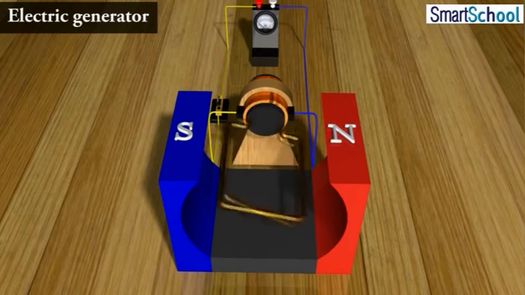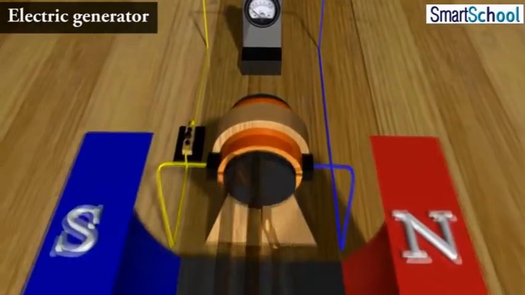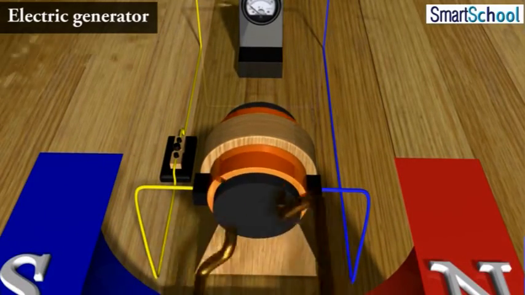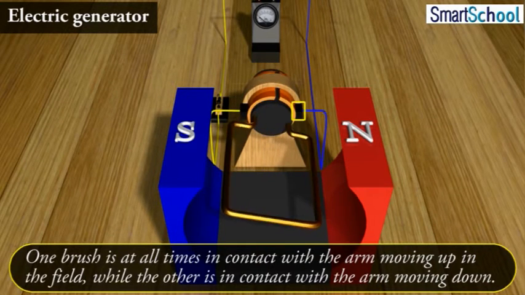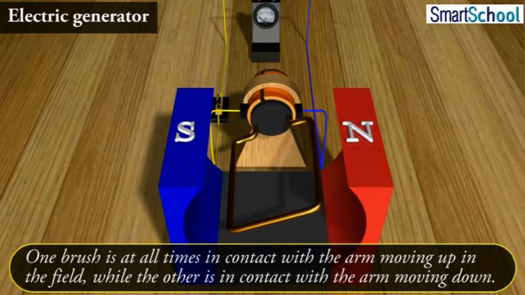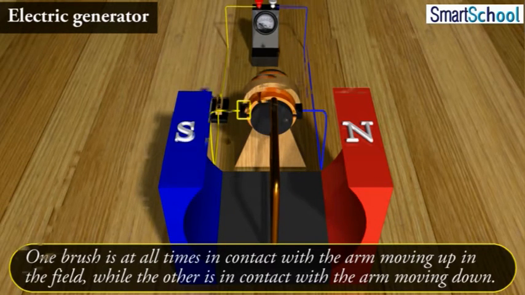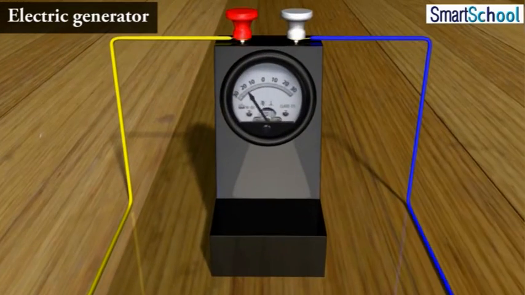To get a direct current, or DC, which does not change its direction with time, a split ring type commutator must be used. With this arrangement, one brush is at all times in contact with the arm moving up in the field, while the other is in contact with the arm moving down. We have seen the working of a split ring commutator in the case of an electric motor. Thus, a unidirectional current is produced.